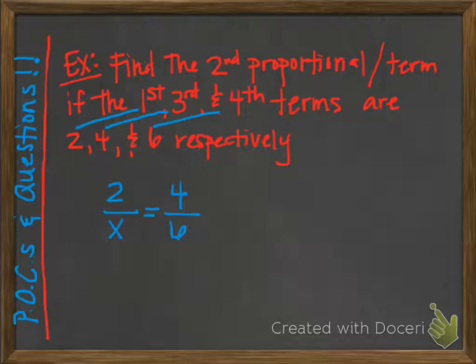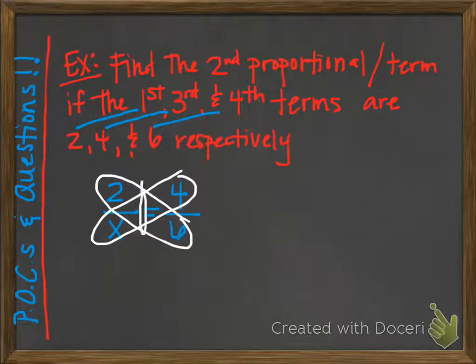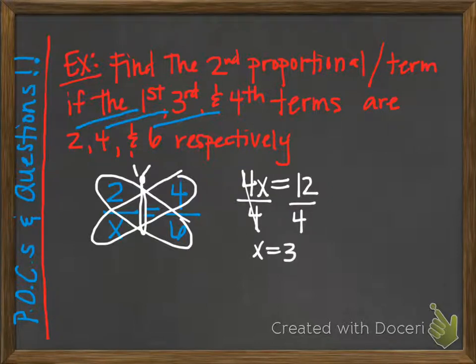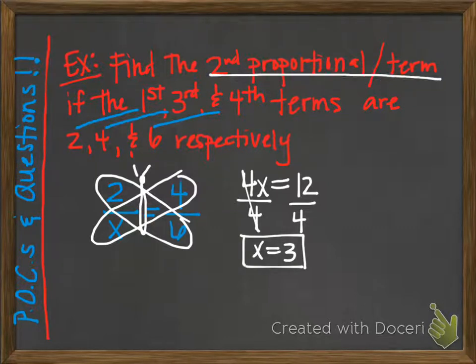Now we're just going to solve just like we did before. We're going to cross multiply, butterfly. Look, you can even make a little butterfly. On one diagonal or one cross we get x times 4, which is 4x. On the other, we have 2 times 6, which is 12. These two cross products, 4x and 12, we're always going to put an equal sign between them. We just know that that's the relationship. So then we have an equation we can very easily divide by 4, and we get that x has a value of 3, so 3 is our second proportional, or our second term.